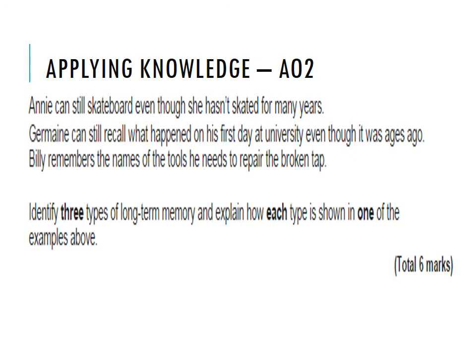Firstly, we would need to say what one of the types of memory is. So, for example, procedural memory. This is a memory about a skill or something that we have learnt to do. For example, this is demonstrated in Annie who can skateboard.